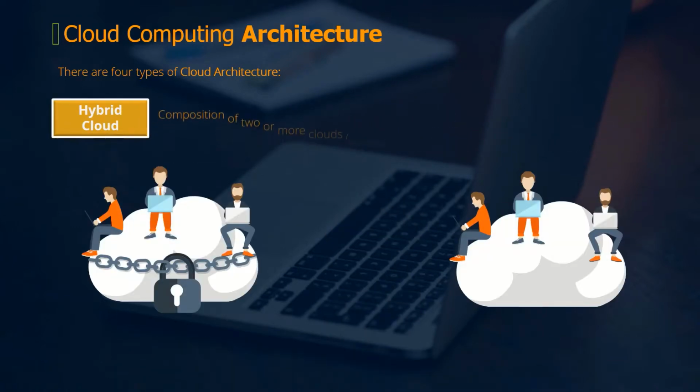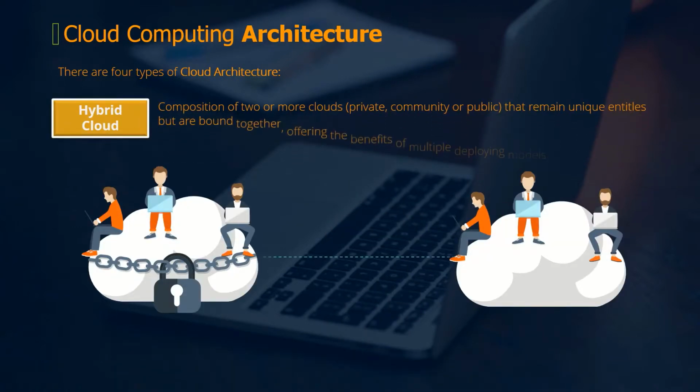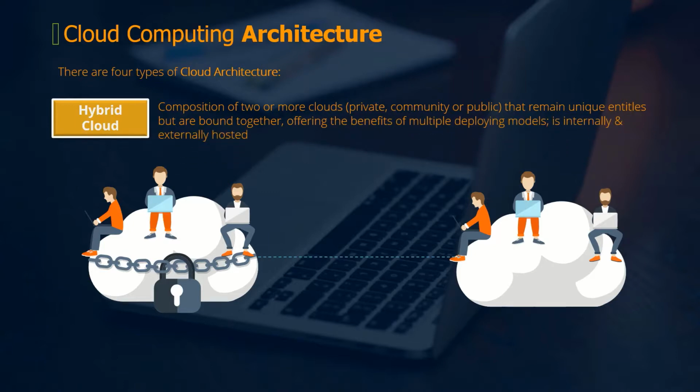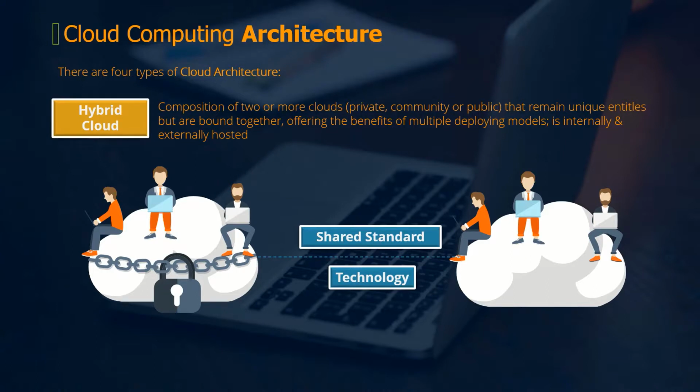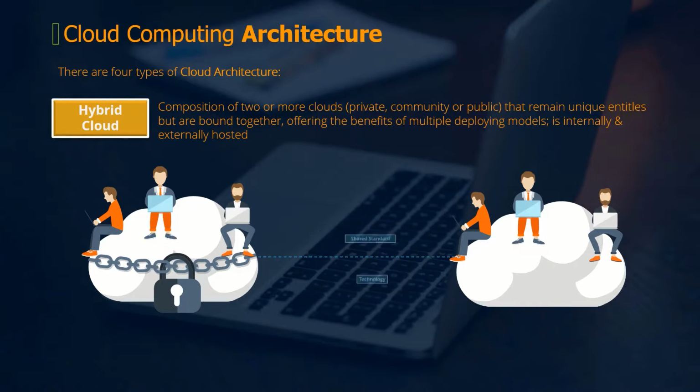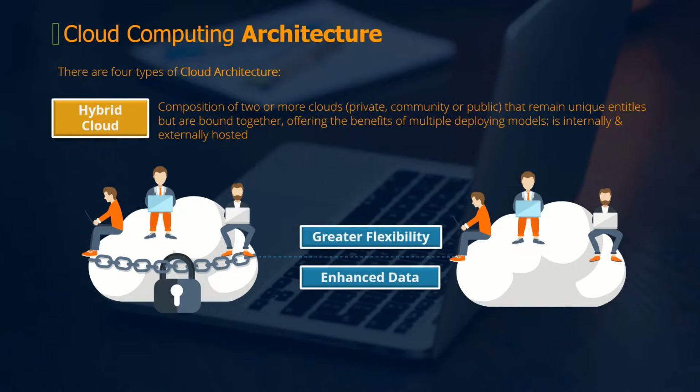Hybrid cloud. A hybrid cloud is a combination of two or more different types of cloud architectures, which retain their originality but are linked through a shared standard or technology. This enables flow of data between different cloud structures depending on the computing needs and cost while keeping their original benefits intact. Businesses derive greater flexibility and enhanced data deployment options by using hybrid cloud.